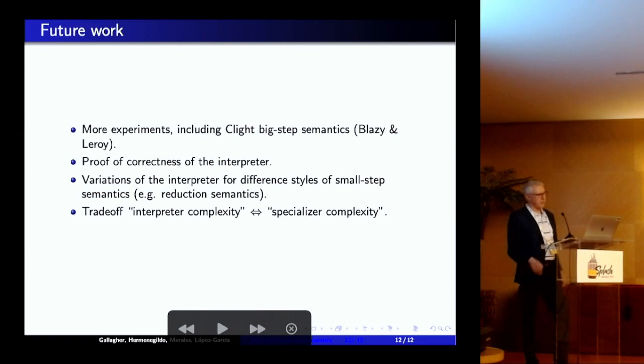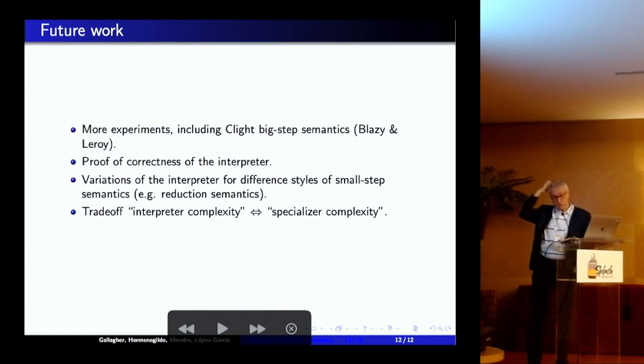So to finish off, we're doing more experiments on literature examples, but we want to move to bigger, more realistic languages. And the obvious one to look at, a very interesting one, is Blazy and Leroy's Clight big step semantics for a large, significant, interesting fragment of C. And this was the basis of the certified C compiler that Leroy's famous for. So what we would like to do is to translate this to small step semantics, because that will look a lot more like a machine. I mean, small step semantics is much more related to a machine execution, going from state to state to state.